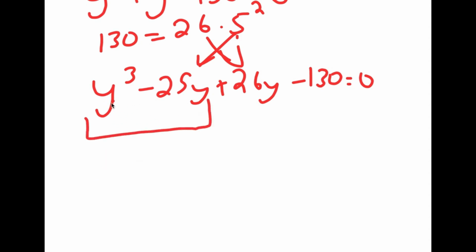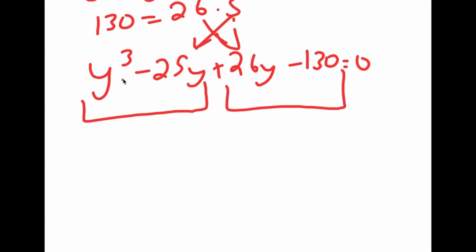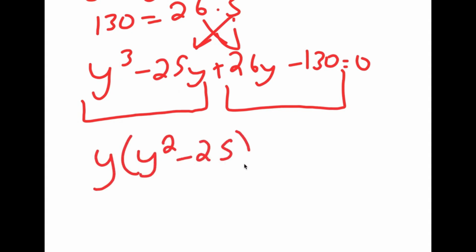So I'm going to group y to the power of 3 minus 25y and 26y minus 130. So for y to the power of 3 minus 25y, the greatest common factor is y. So I get y times y squared minus 25. Plus, from 26y minus 130, I get 26 times y minus 5.